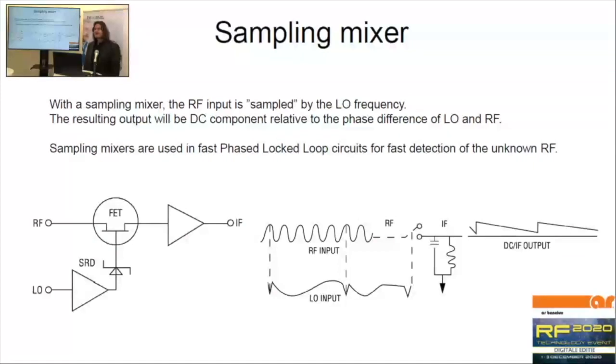These mixers are mainly used, or at least what I could find about it is that they are used in phase loops, where you put such a mixer in your loop system to quickly be able to reach your unknown frequency on which you want to lock. So it's a way to speed up your PLL system or your PLL loop.